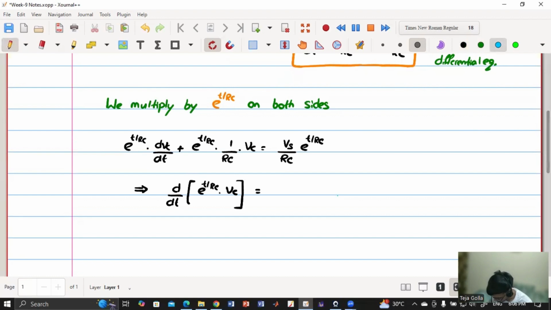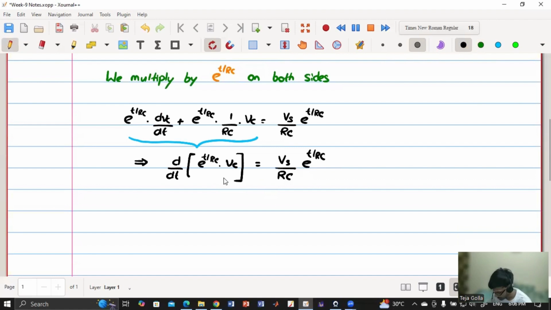So basically, whatever we have here, we are writing it in this expression. You can cross-check if you are not sure, but you will get that expression. So Vs by RC into e to the power t by RC. Now what I will do is I'll bring the dt on the RHS side. So now I'll get something like this: d of e to the power t by RC into Vc is equal to Vs by RC into e to the power t by RC into dt.